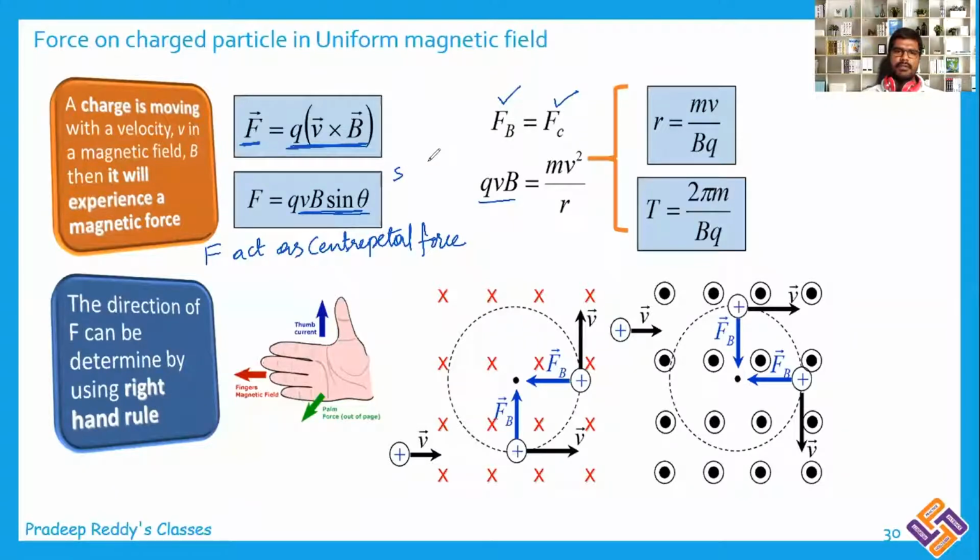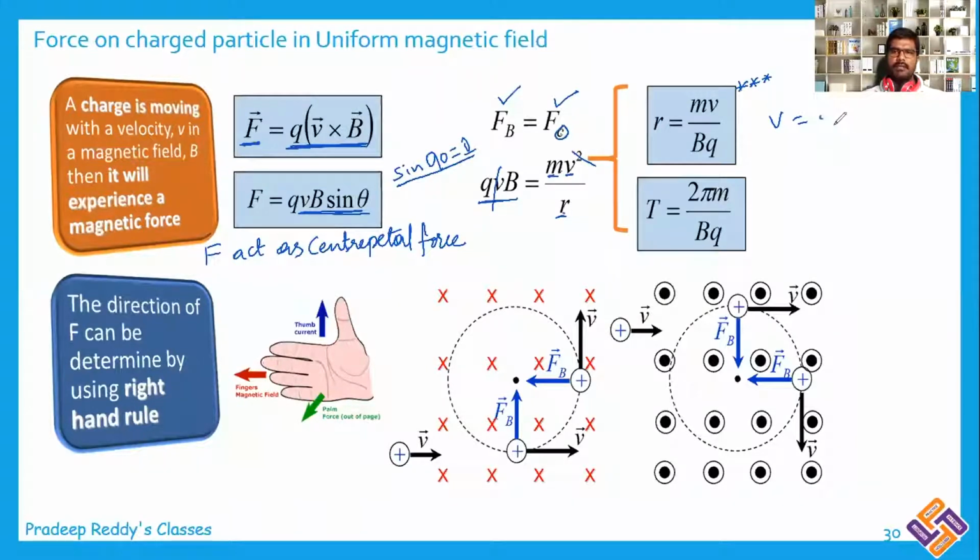if sine 90 is obviously equal to 1, when v and B are perpendicular to each other. Sorry, sine 90 will be equal to 1. Therefore, it is qvB, which is equal to the magnitude of the centrifugal force. The magnitude of the centrifugal force is mv squared divided by r. This v and this v can be cancelled. From here, r can be written as mv divided by qB.